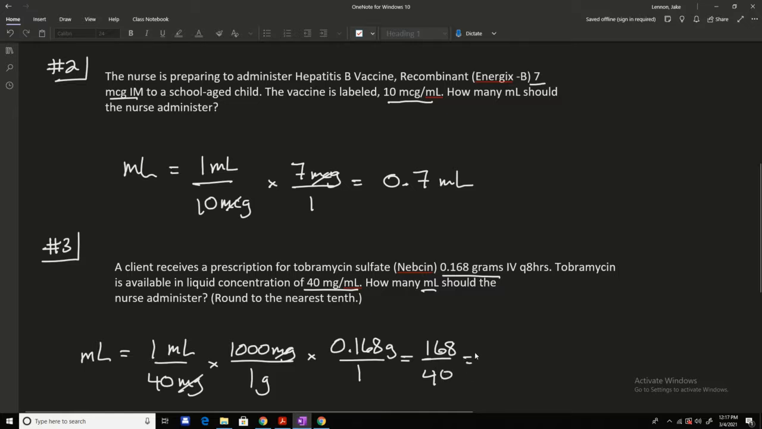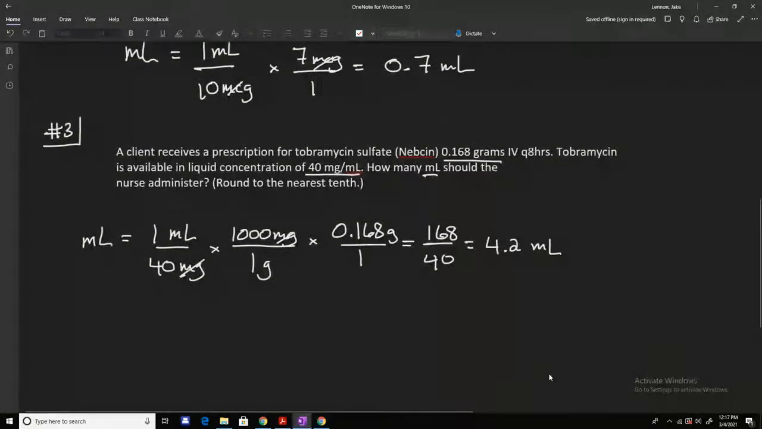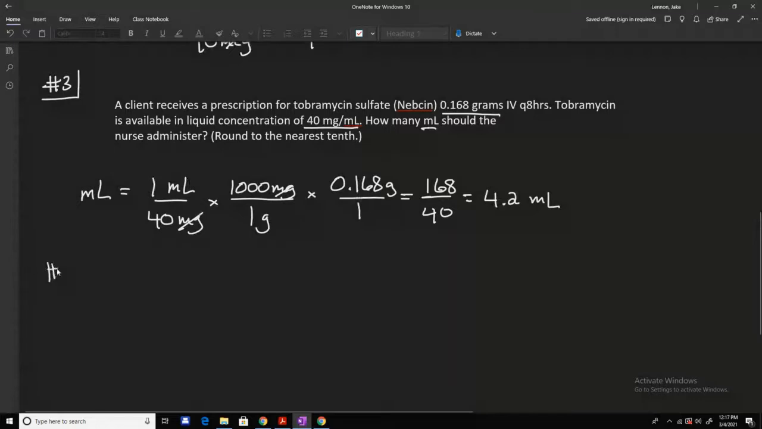And then I want to do that division. It says round to the nearest tenth, so that's 1 decimal place. So it actually just comes out exactly to 1 decimal place, so it's 4.2 milliliters. And that's it for number 3. I think for number 4, we get something a little more interesting, at least if memory serves.